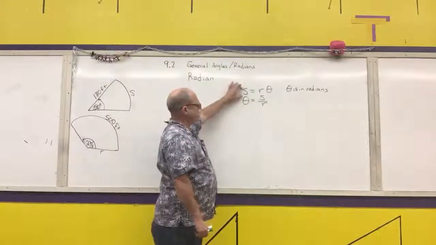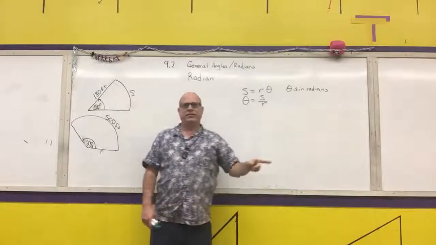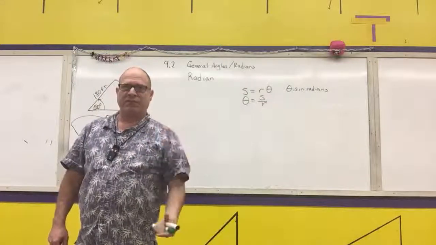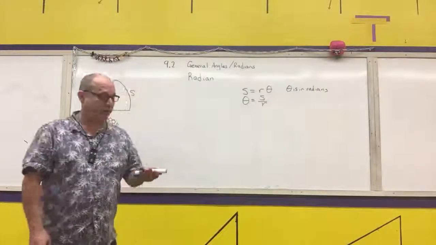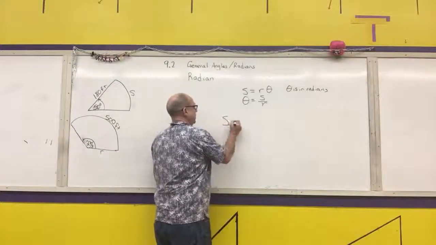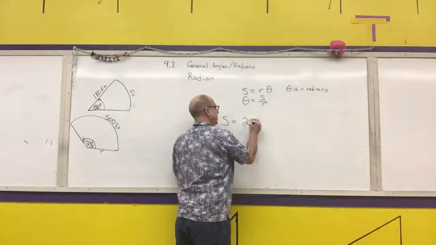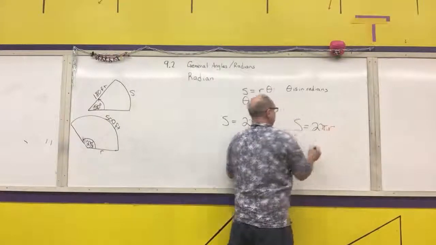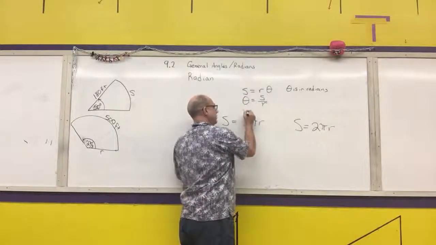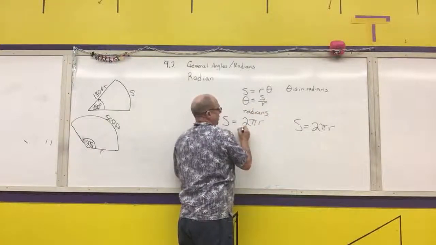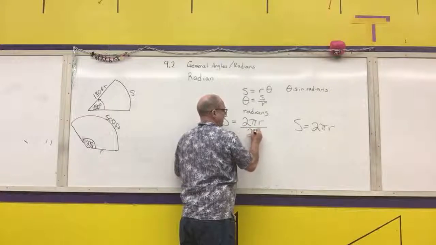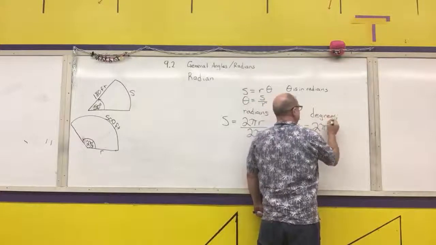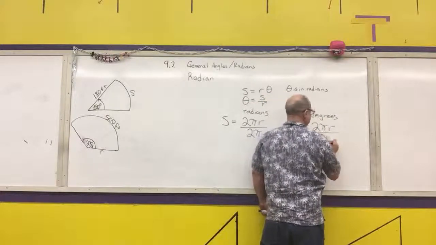We have the formula for arc length. Arc length is r theta if theta is in radians, but I don't remember that formula that way. I know that arc length is the circumference of a circle divided by a whole circle. So arc length is 2 pi r. Well, in radians, a whole circle has 2 pi radians, and in degrees, a circle has 360 degrees.